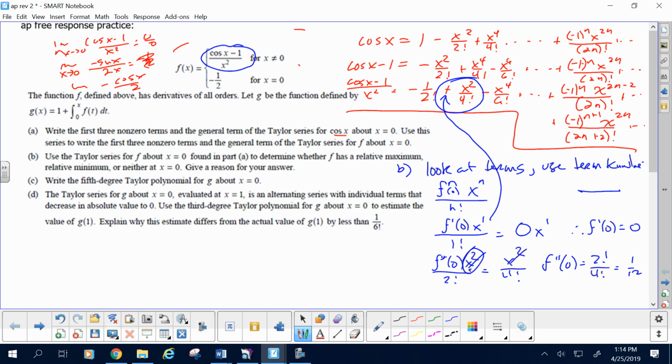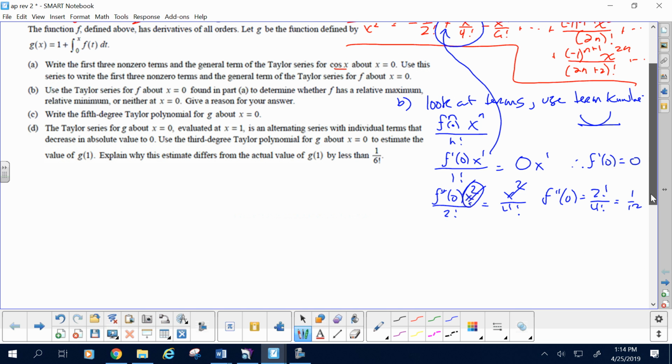It's flat with concave up, and therefore a relative min. So you should say something like f has a local min at x equals 0 because f double prime is positive and f prime is 0. You need both. Okay, that's one way to do part B. The test uses both words, local or relative, either one.